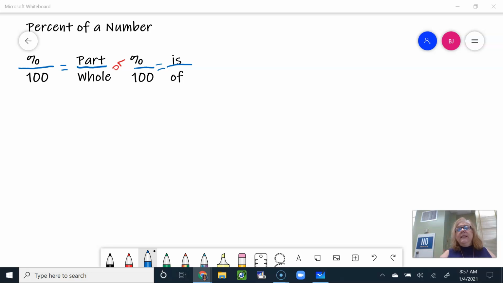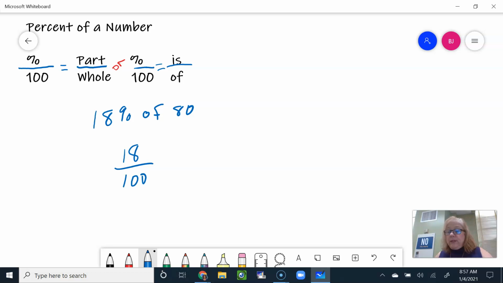So, let's get started. If I wanted to find 18% of 80, then to do that, I would use my formula here. I would put 18 over 100, and let's stop there and talk about this 100. It's always going to be 100 because 100% is a whole pizza. 100% is a whole classroom. 100% is a whole village. 100% is a whole school. So always remember that when you're talking about a whole, you're talking about 100%.